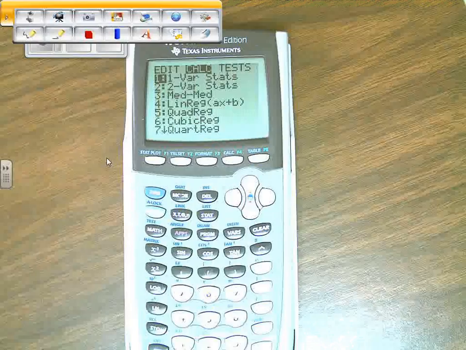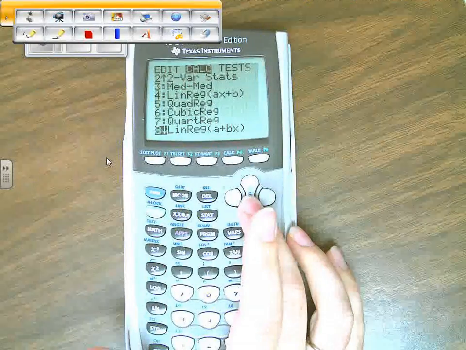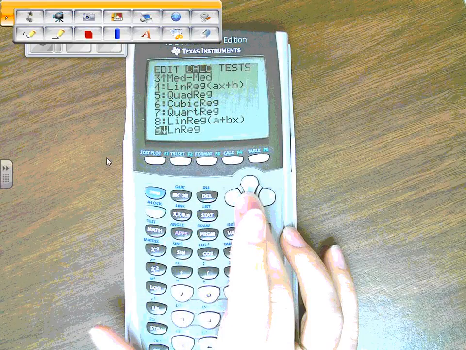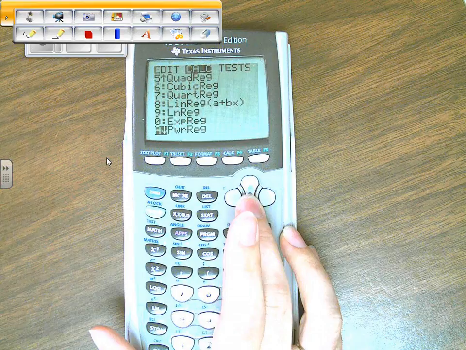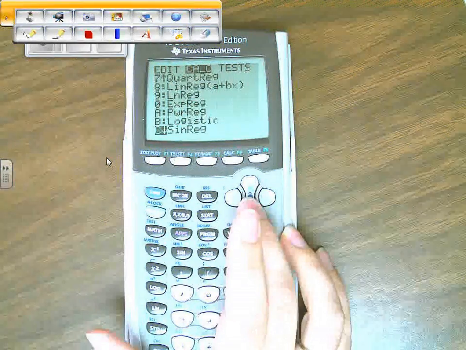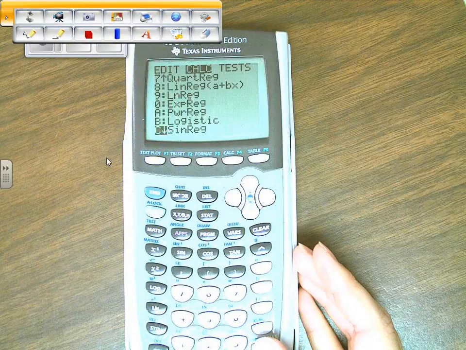There's cubic, quartic. There's another linear regression where they do the slope second for whatever reason. There's natural log regression. There's exponential regression. There's power regression. There's logistic regression. And then there's a sine reg. And so that's what we're going to choose.